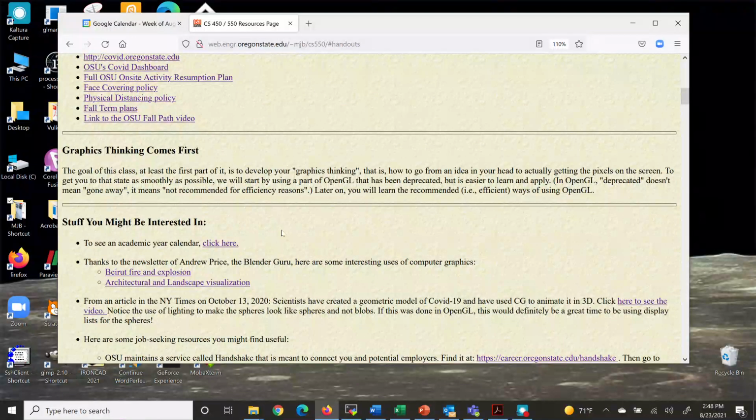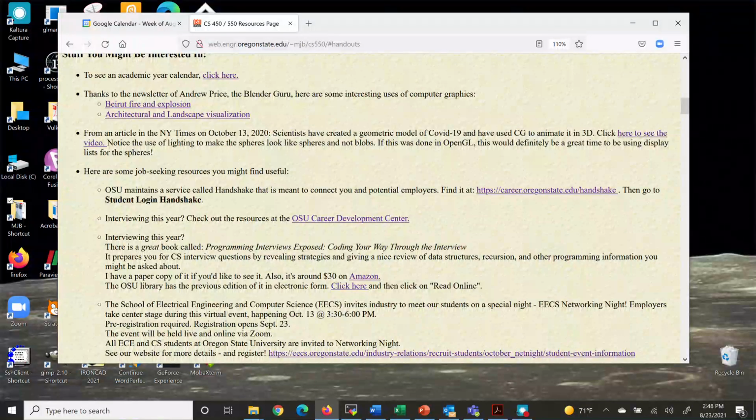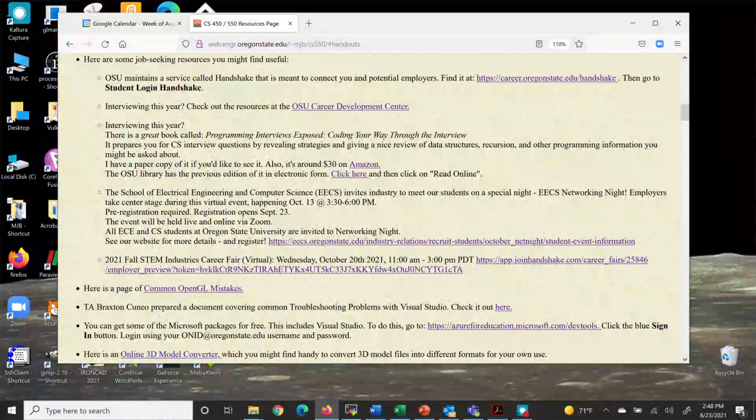All right, stuff you might be interested in. Here are interesting graphics things. I collect job-seeking resources as well. Here's a great book. The networking night will be coming up. Registration opens for that on September 23rd, and we'll talk about that as part of class. But it is coming up, and it is really worth taking advantage of.